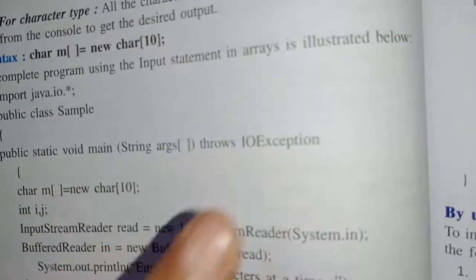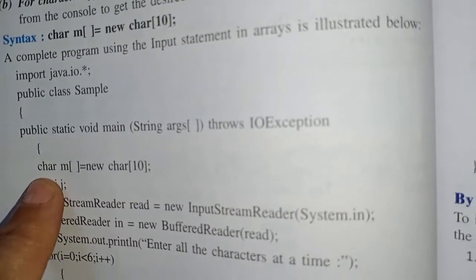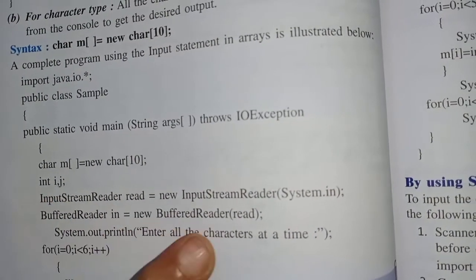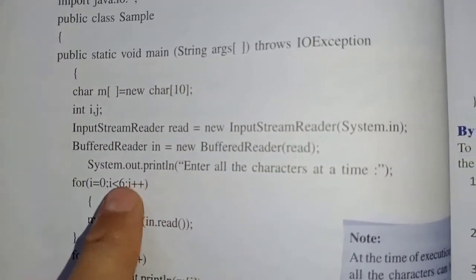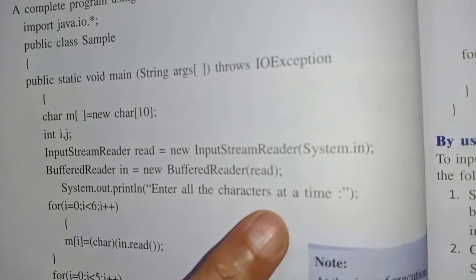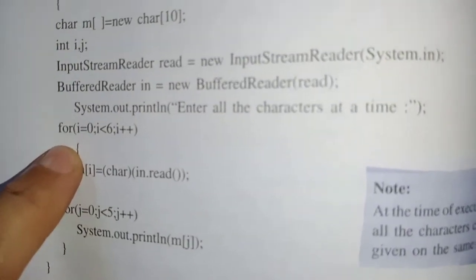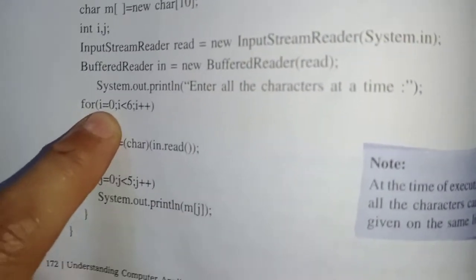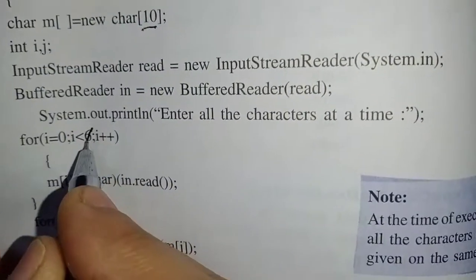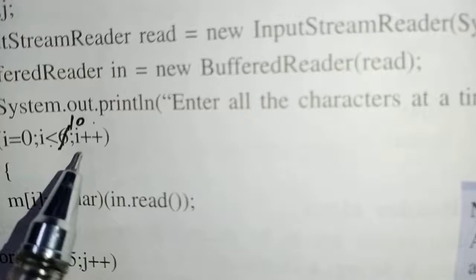IOE should be capital. Then declare the character array: char m is equal to new char 10, int i, j, then InputStreamReader, BufferedReader lines, then one message: enter all the characters at a time. So first for loop, int i is equal to 0, i less than 6. Here it is mentioned as 10, so in place of 6 we will write 10: i is 0, i less than 10, i plus plus.